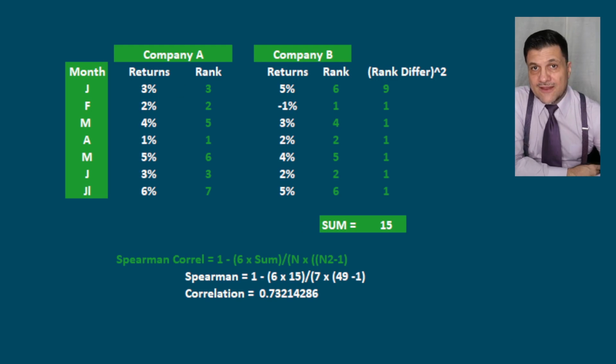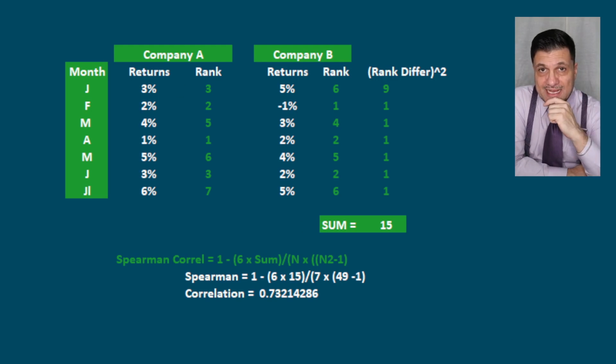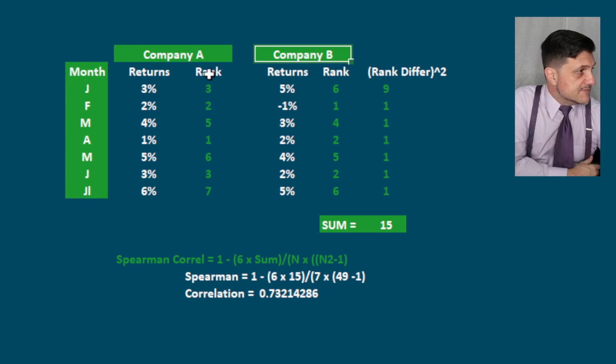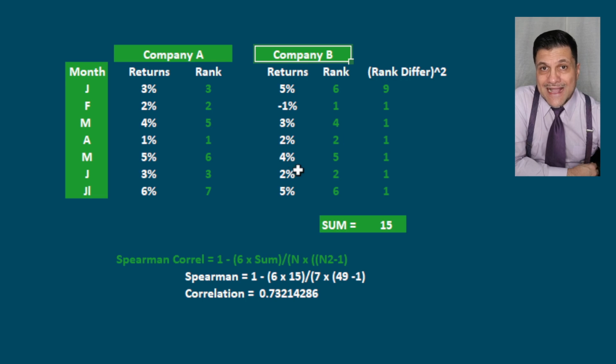Remember, another thing is the keyword for non-parametric testing is ranking, ranks. So look at that. Take company A, company B, and I'll take here a month. I have the returns of company A: 3, 2, 4, 1, 5, 3, and 6. Company B, those are the returns. Now, I'm going to rank each company's return from lower to higher.